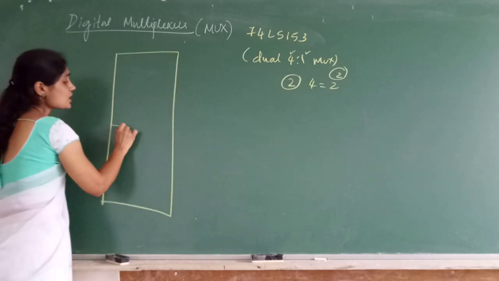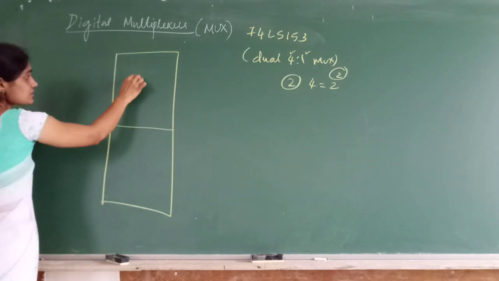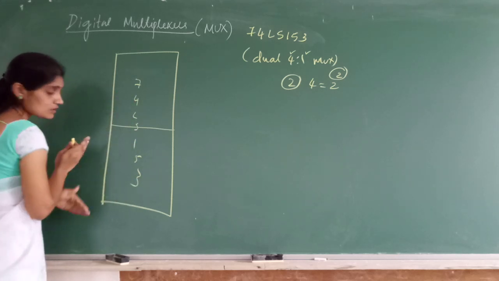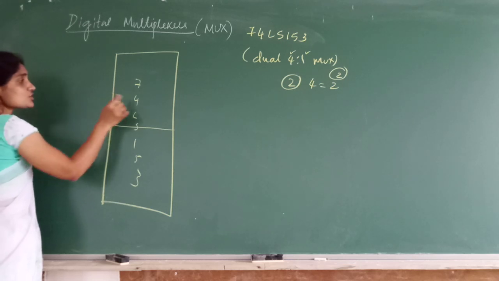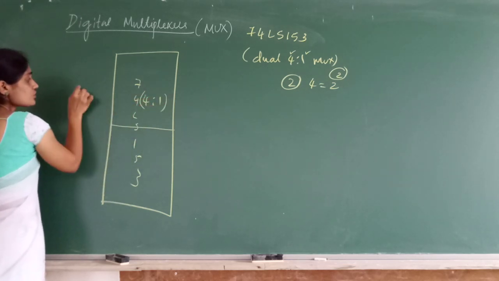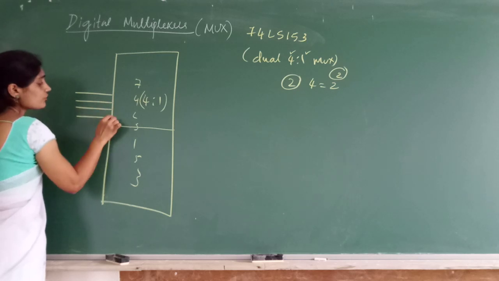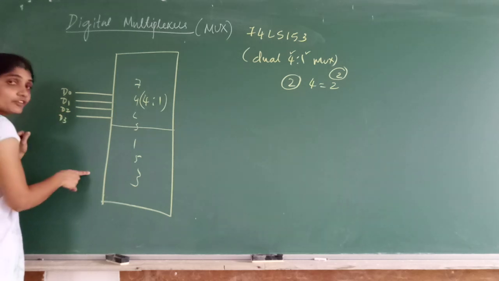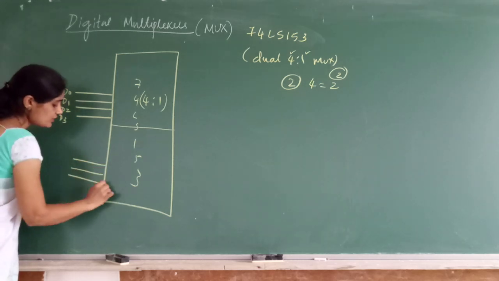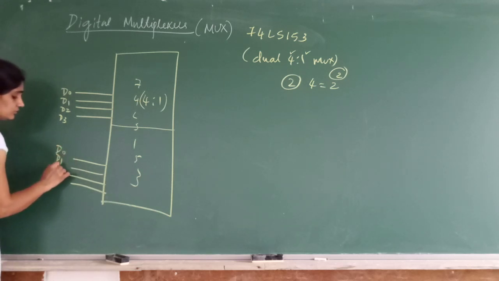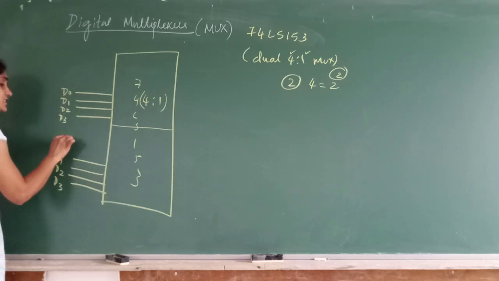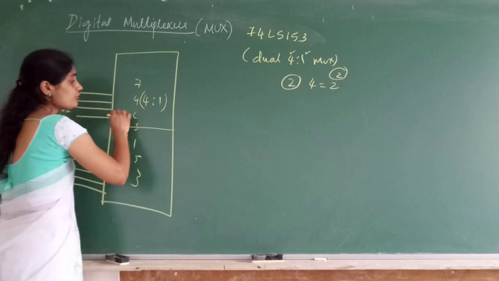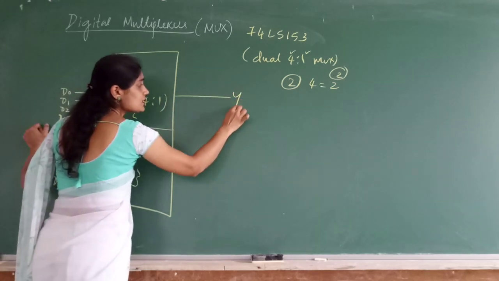So this is 74LS153, dual. This will be the first multiplexer, and this will be the second multiplexer. It's a 4:1 mux, so 4 inputs. Let me call these D0, D1, D2, D3. For this one also 4 inputs, let me call them D0 dash, D1 dash, D2 dash, D3 dash. And 4:1 has 1 output line, so let me call this Y.